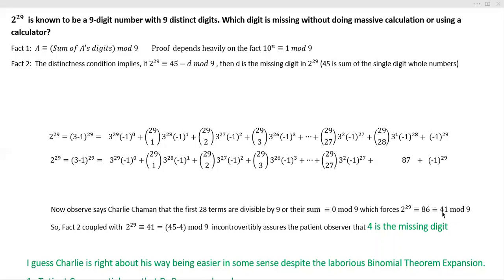But what's special about 41? Well, it's 45 minus 4, right? And that goes back to this fact. And so you get that 4 has to be the missing digit, all right?